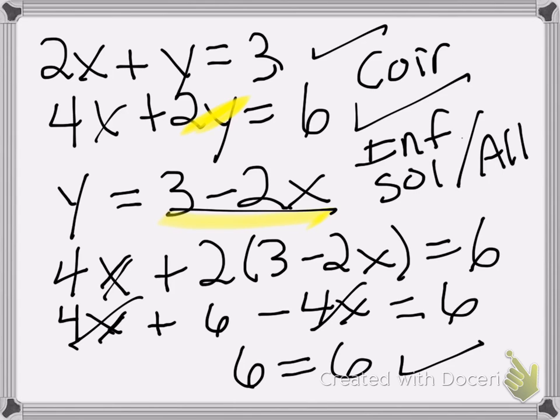Okay, so those are special cases that don't always happen, but when they do, you know that it's either going to be all solutions if it's a true statement or no solutions if it's false. If it's no solution, the lines are parallel, they never cross, and if it's true and it's all solutions, it's just coinciding, one line on top of the other.